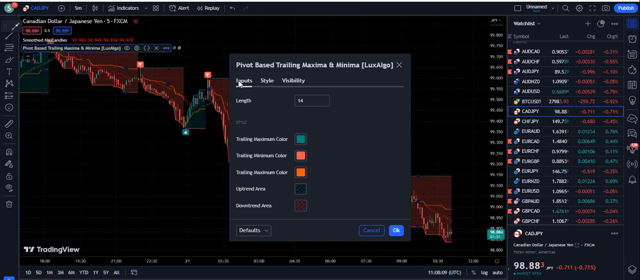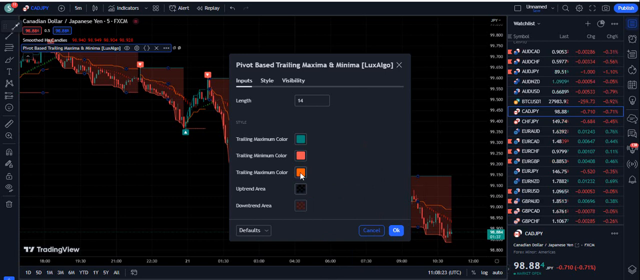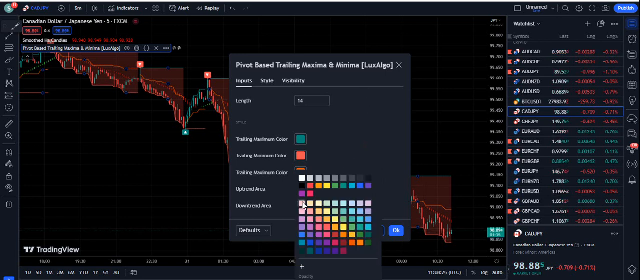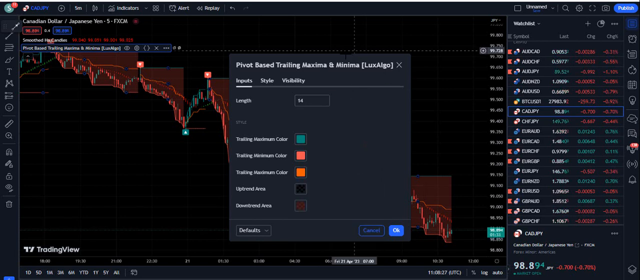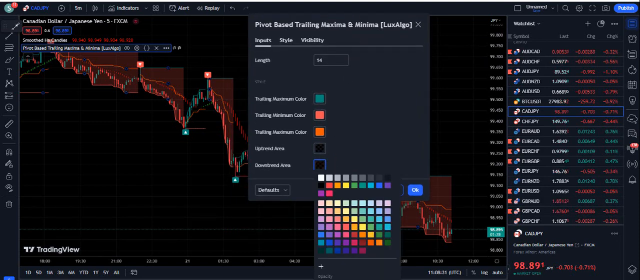Okay, so first of all, inside the inputs area, you can see that we basically want to clear our chart. So this is the uptrend area. For the uptrend area, I'm going to set the opacity to 0. Okay, so I have set the opacity to 0, and for the downtrend area, guys, similarly I will do the same thing, I will change the opacity level to 0.